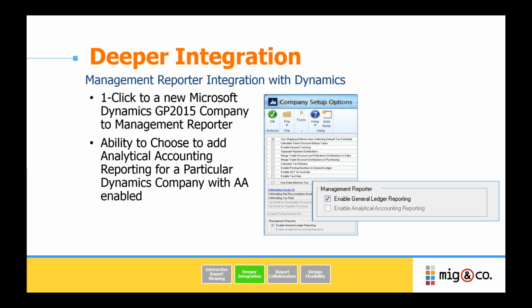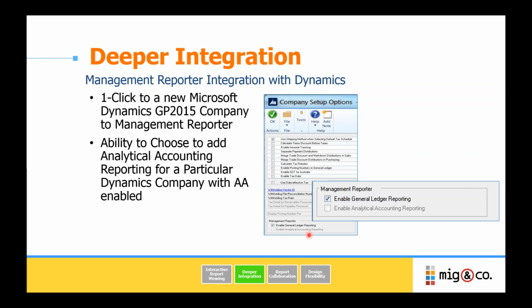When you open the company setup options on Dynamics GP 2015, there's now a box at the bottom of that window called Enable General Ledger Reporting. That is the integration with the Management Reporter tool. If you click that box and click OK, the new company is added instantly into Management Reporter. There's nothing else that you need to do. You can actually start writing reports on it instantly.